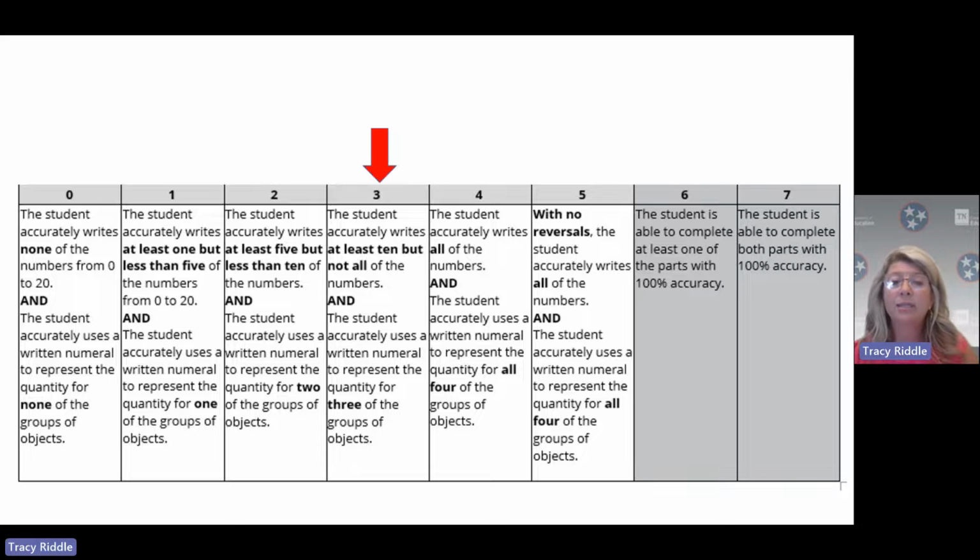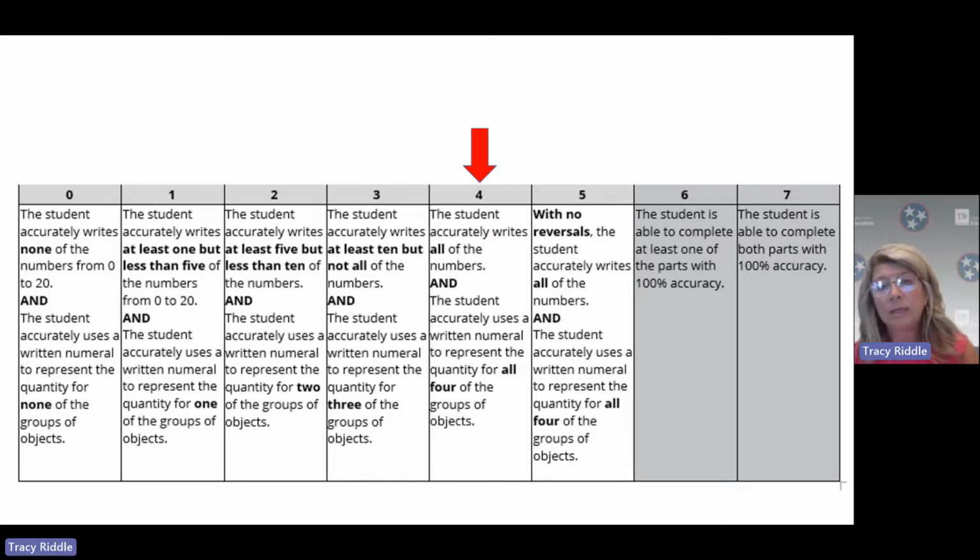At level 3, the student accurately can write at least 10, but not all of the numbers. And on the second assessment, the student is accurately able to write at least 3 of the numbers for the groups. That is a score of a level 3. At level 4, they get both assessments correct. They can write all of the numbers 0 to 20 correctly, and they can count each of the 4 sets and write the number correctly. That is the score of a level 4.